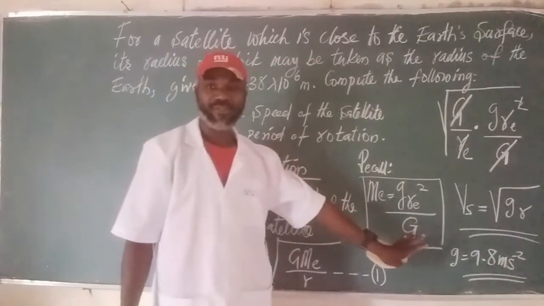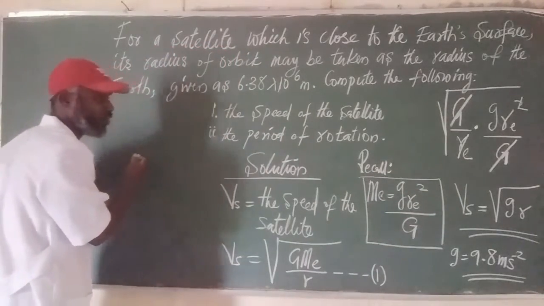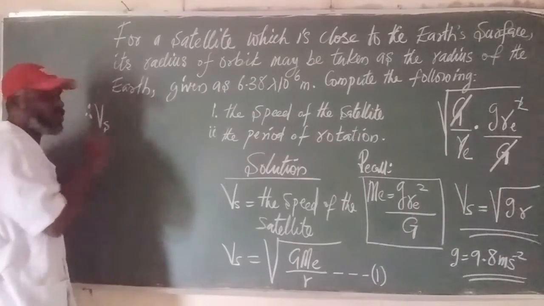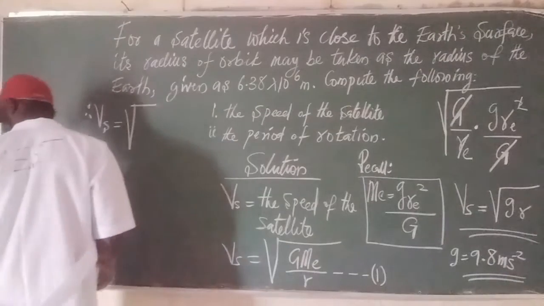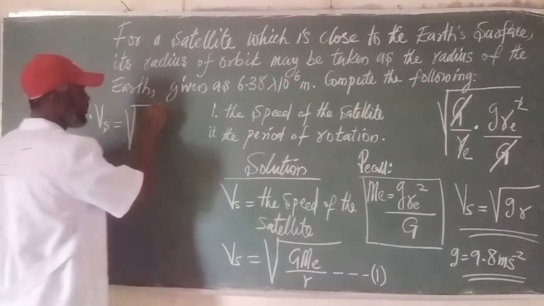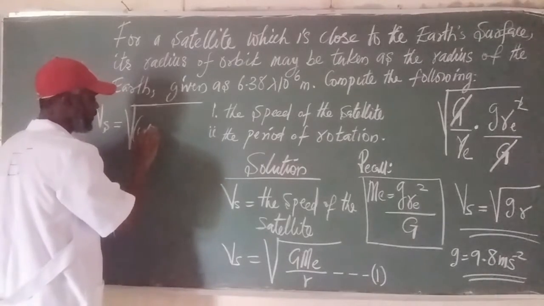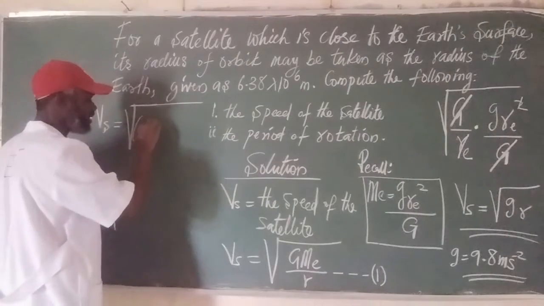That's all. So what do we need to do? We substitute. At this point, we substitute. Therefore, the value of the speed of the satellite can be found by taking note of the fact that the radius of the Earth is giving us 38, approximately 4. I can approximate this.